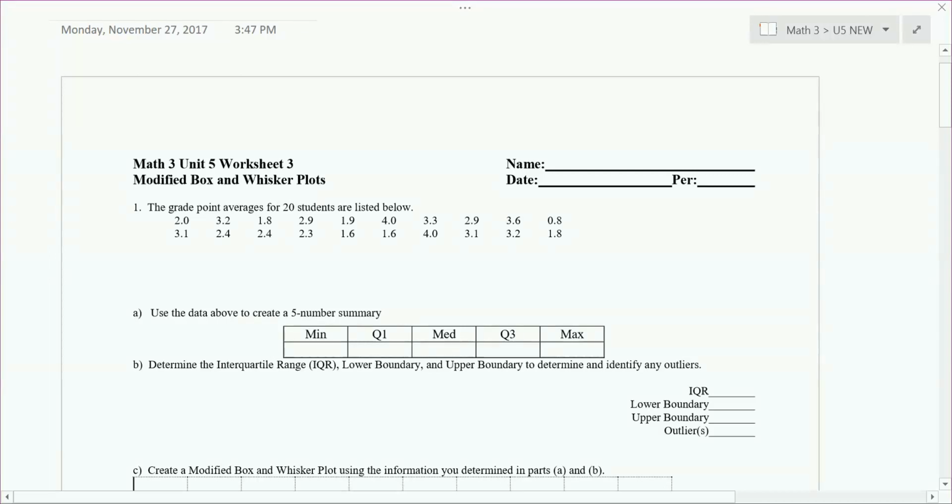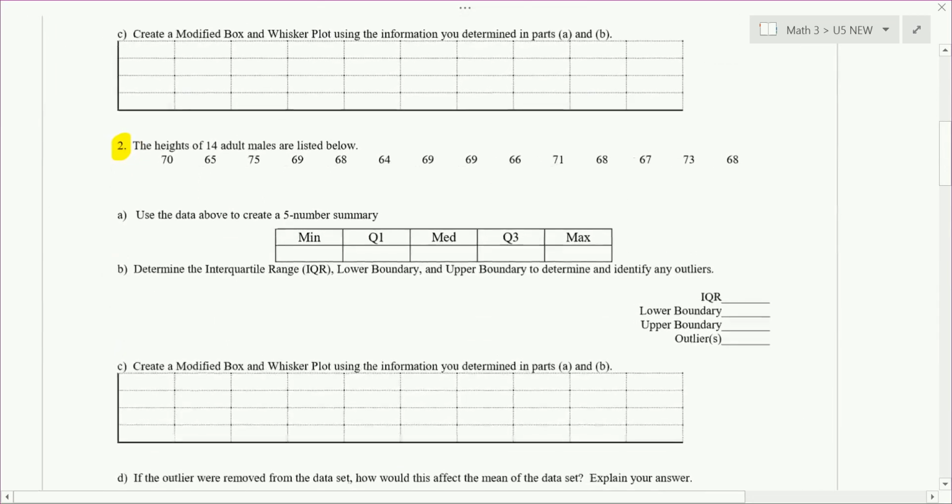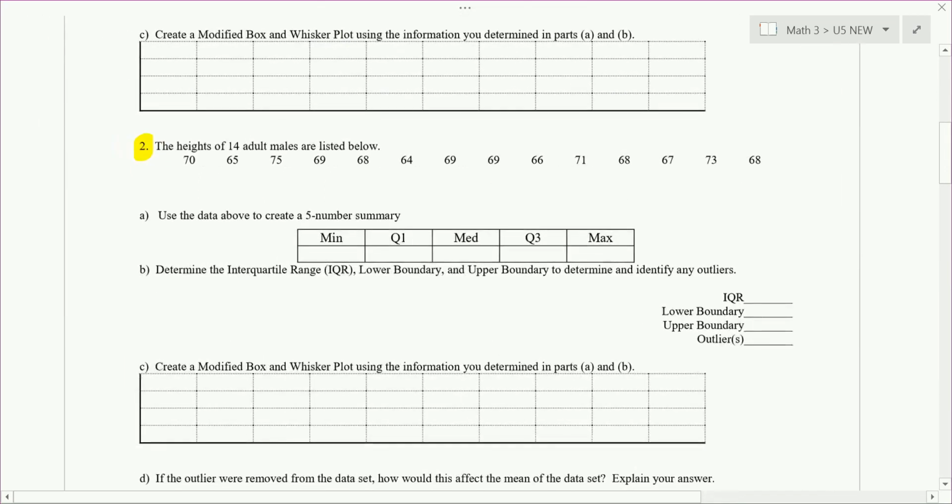I'm going to go over some problems from the Math 3 Unit 5 Worksheet 3 on modified box and whisker plots. We're going to start with number 2. Here we're given the heights of 14 adult males that are listed below. The first thing we want to do is rearrange these numbers from lowest to highest.